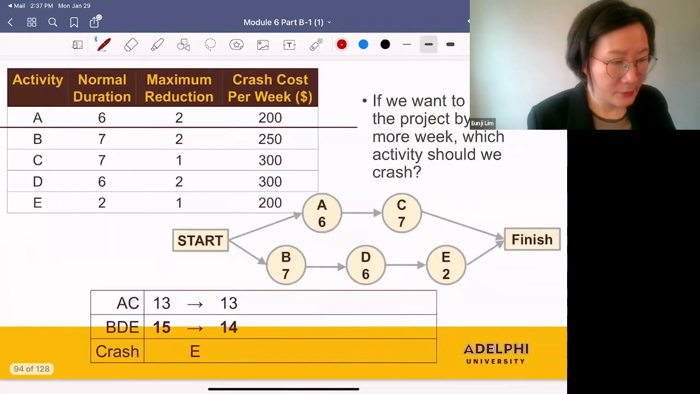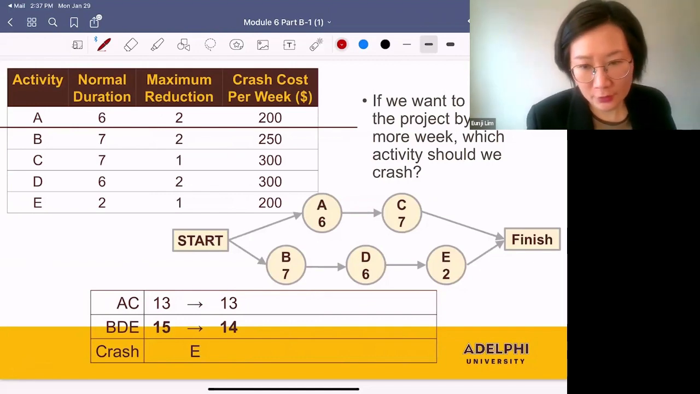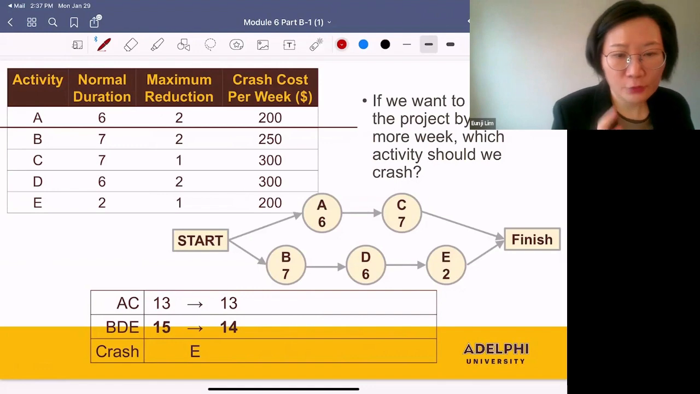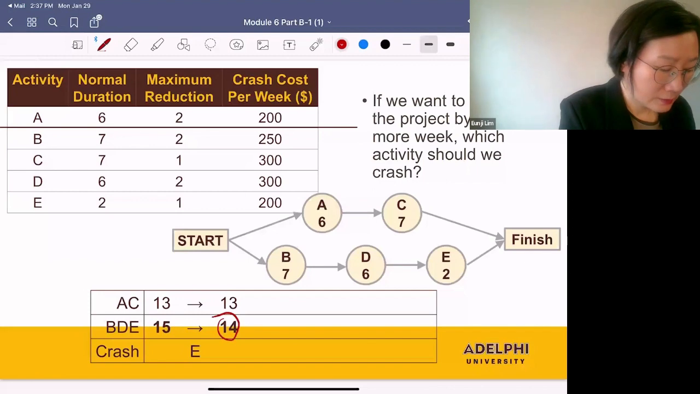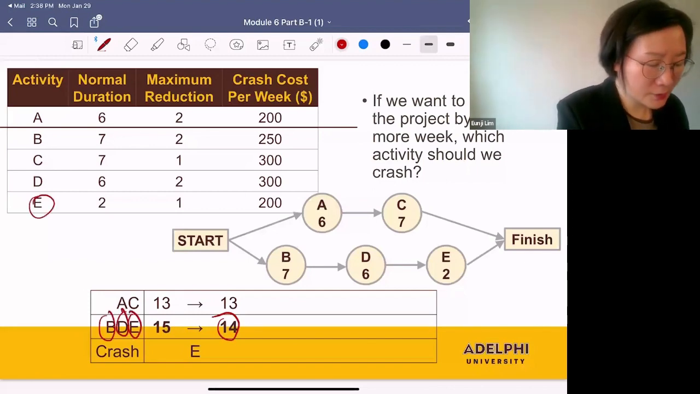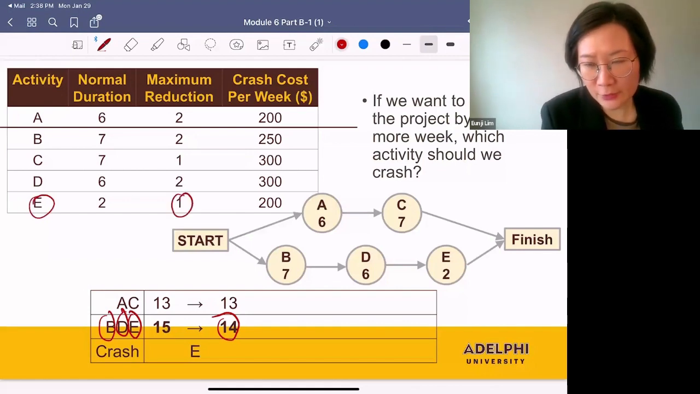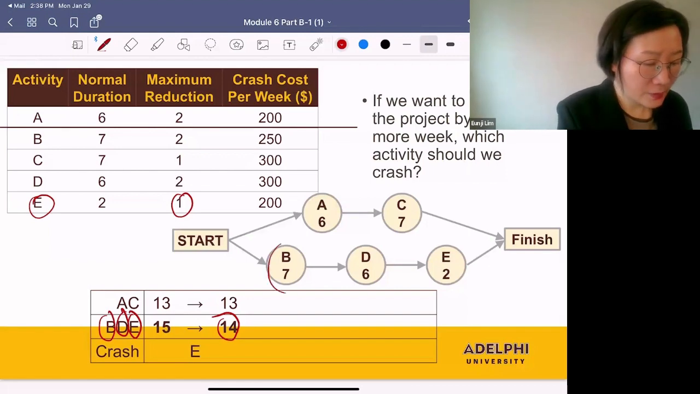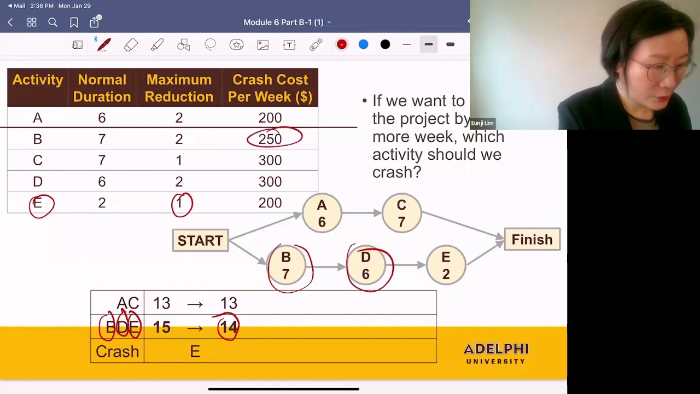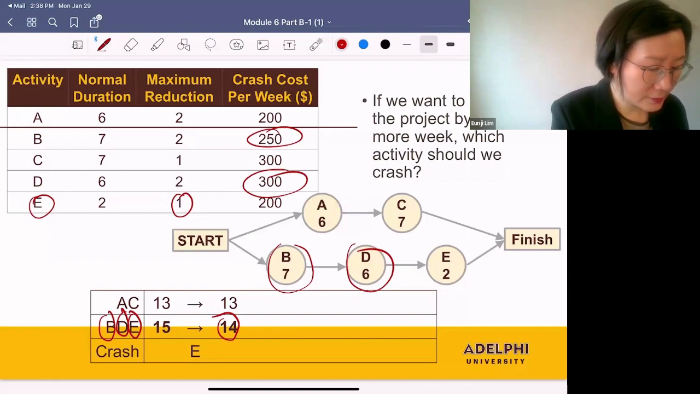Now, next, if you want to crash this project by one more week, which activity should we crash? Again, we need to crash a critical activity. So we need to choose B or D or E. Now, can we crash E one more time? No, its maximum reduction is 1. We already crashed it by 1 week, so we can't crash it anymore. So we are left with B and D. Between B and D, which one is less expensive? B. So we're going to crash B.